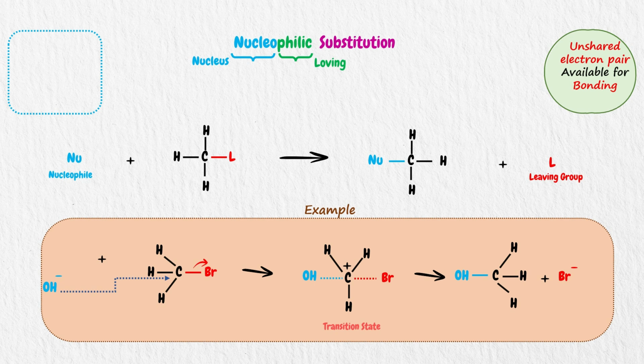This table contains few examples of nucleophiles, such as hydroxide ion, ethoxide ion, hydrogen sulfide ion, and amino group. That was all about today's video on substitutions and addition or elimination reactions.